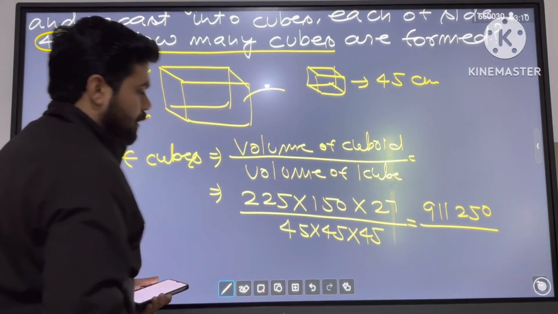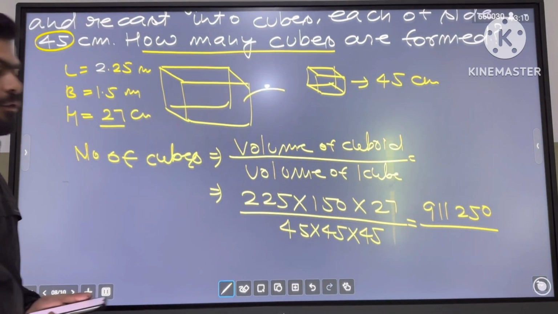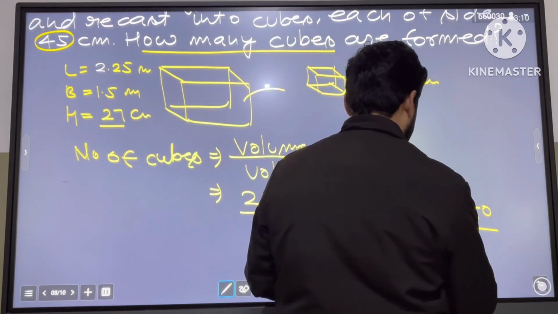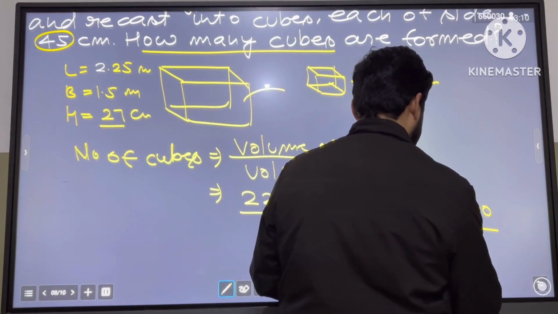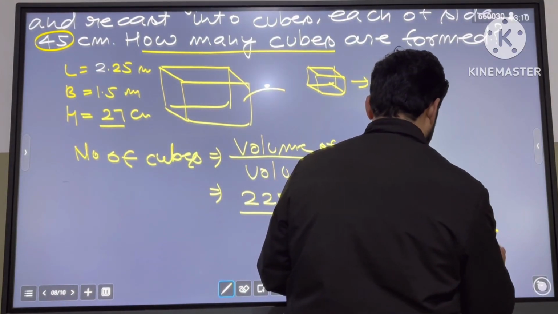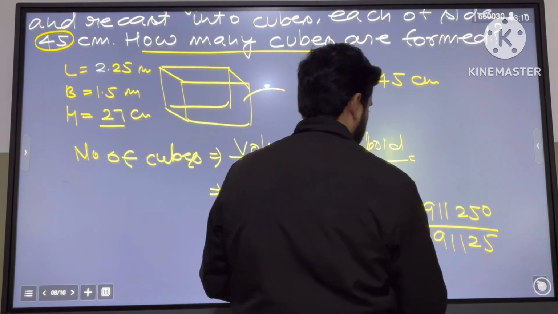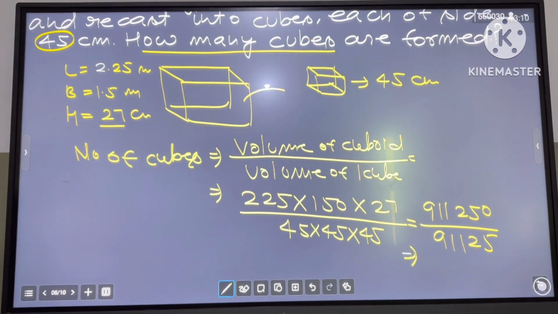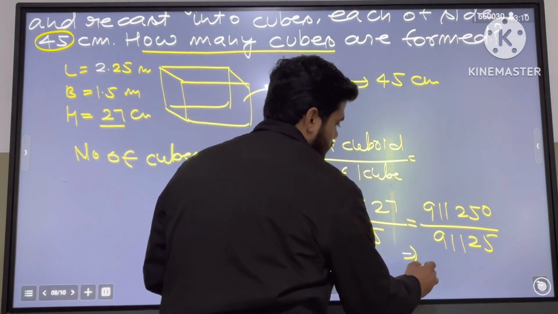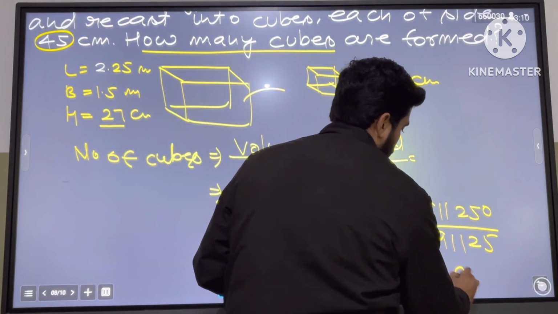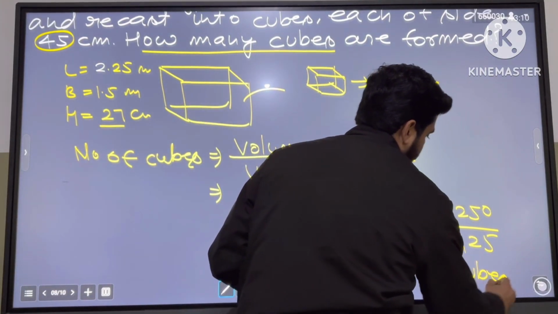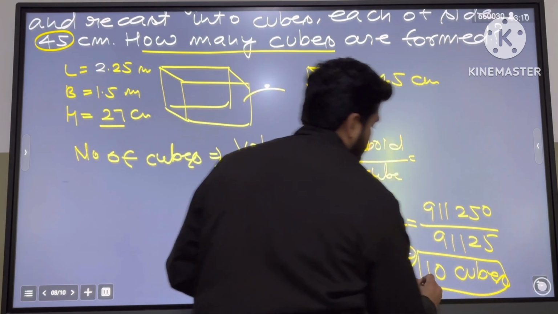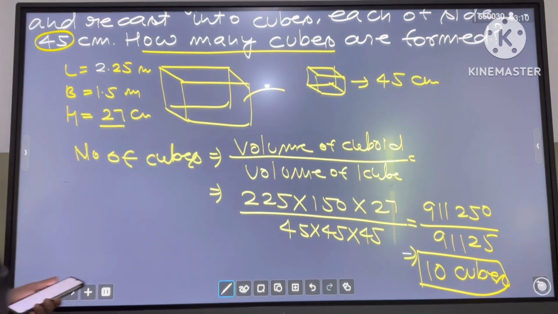When we multiply 45, 45, 45, the cube of 45 is equal to 91125. When we divide 911,250 by 91125, we get the answer 10. So the answer is 10 cubes. Final answer of this question is 10 cubes.